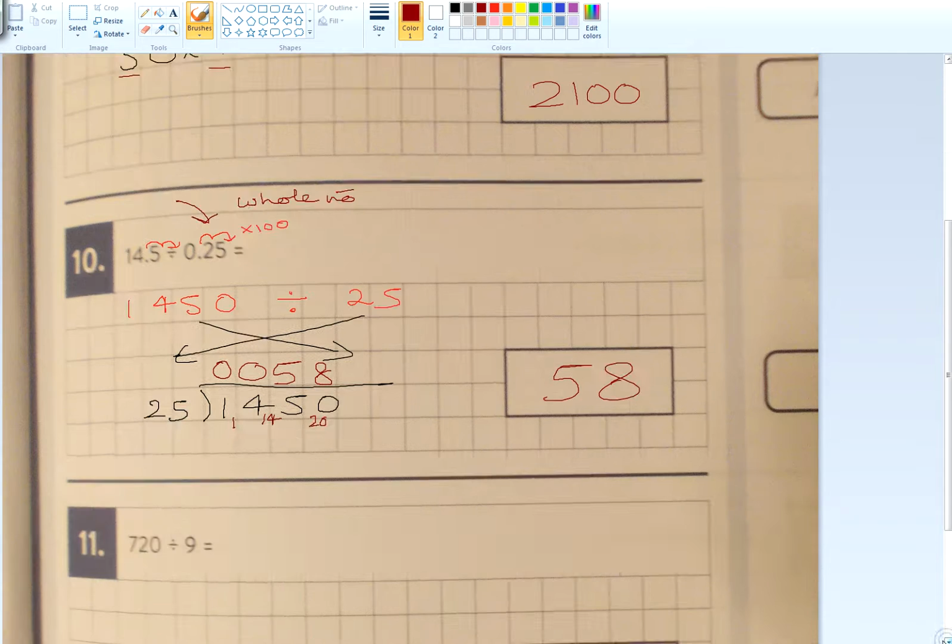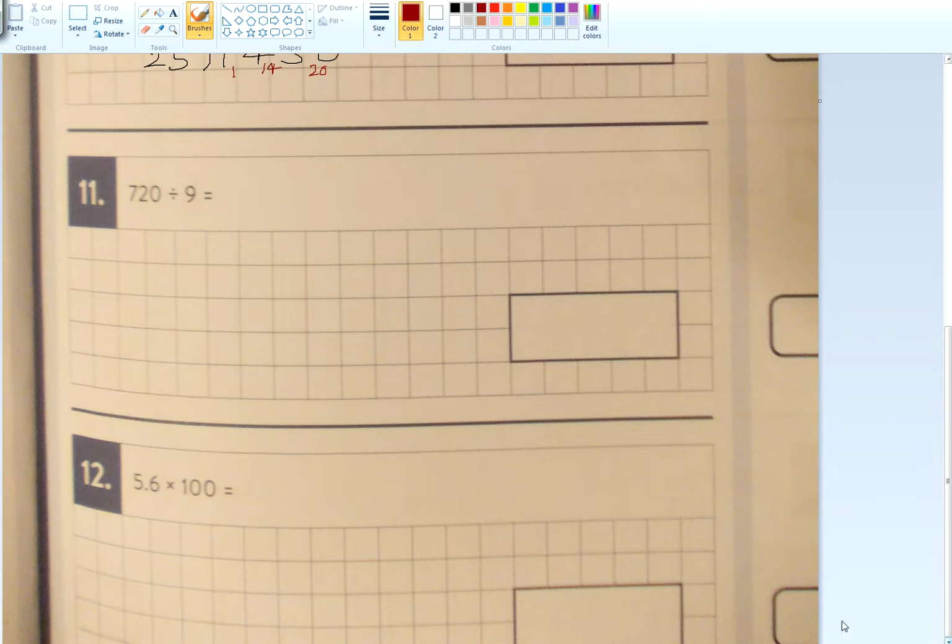Any more questions on this page? Yes. Okay, 720 divided by 9. That's another one, so the 9 goes first and the 720 goes afterwards. So 9, 720. Okay, it's not about you giving me the answer. How many 9s go into 7? Nothing. Remainder 7. How many 9s go into 72? 8. Yeah. How many 9s go into 0? That'll give you an answer of 80.